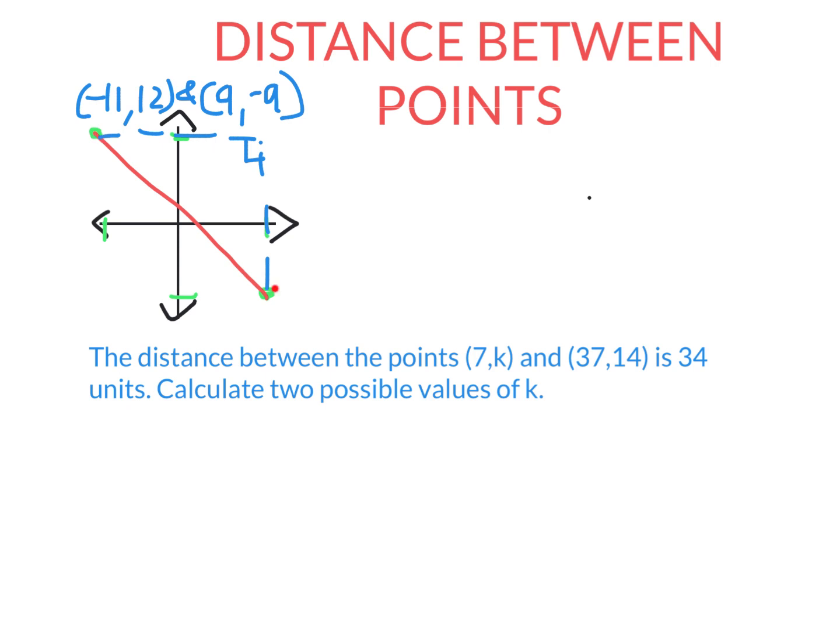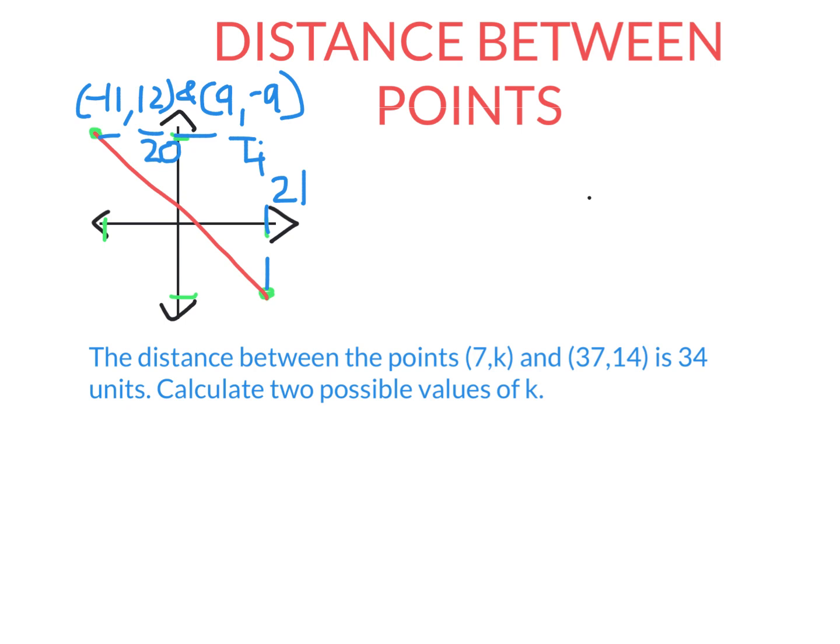Well, to go from this point to this point, the x values increase from negative 11 to positive 9. So we've gone across 11 plus another 9. We've gone across 20 in total. 9 subtract negative 11. Similarly, to go from this point to this point, the y coordinate has decreased from 12 to negative 9. So we've gone down 12, down another 9. We've gone down 21 in total. Now, because we're dealing with distance, it doesn't matter whether you write this as a positive or a negative.